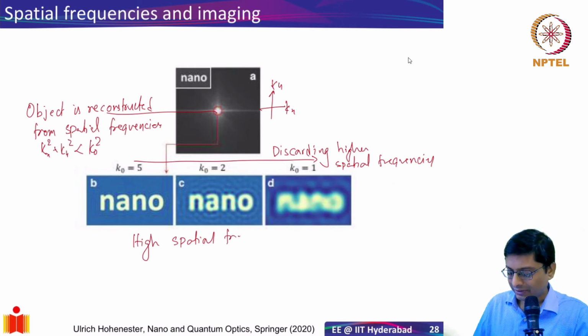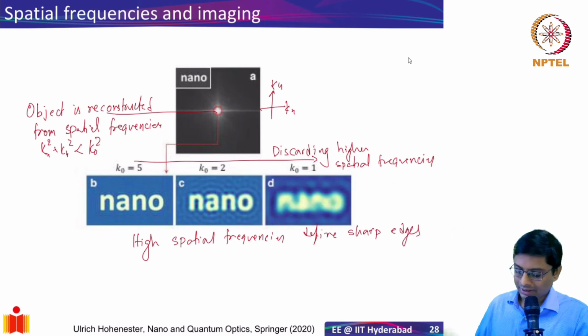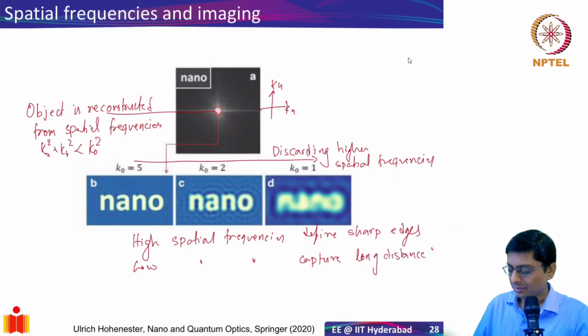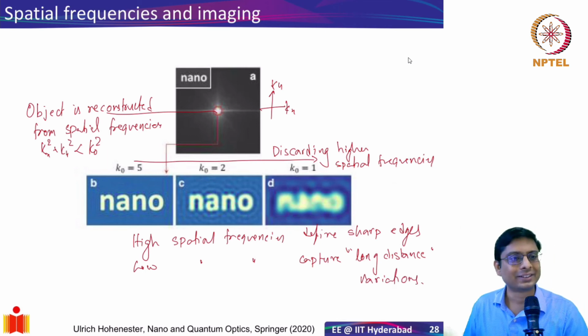High spatial frequencies define sharp edges, and low spatial frequencies capture long distance variations. Long distance in the sense of broad strokes, right? Long distance variations. And this is exactly what you will see in electronics.